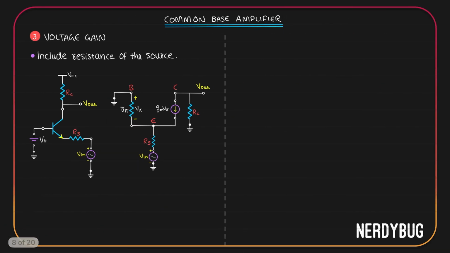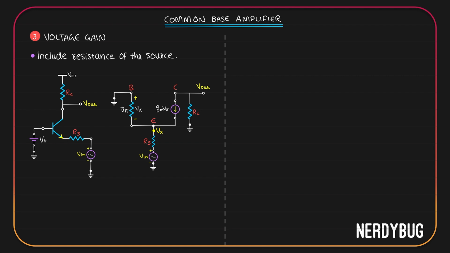Now, let us also include the resistance of the source and see how it affects our voltage gain. You can see that in the circuit, I have also added Rs, which is the resistance of the source. So in the small signal model, we'll have Rs over here. Here to find the new voltage gain, I am going to use a trick.